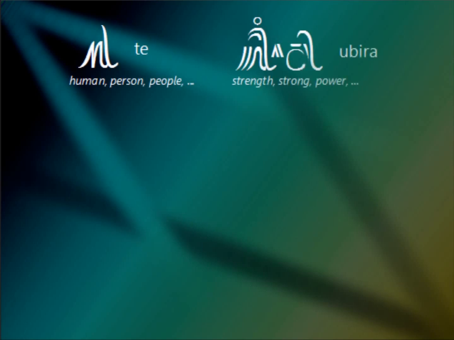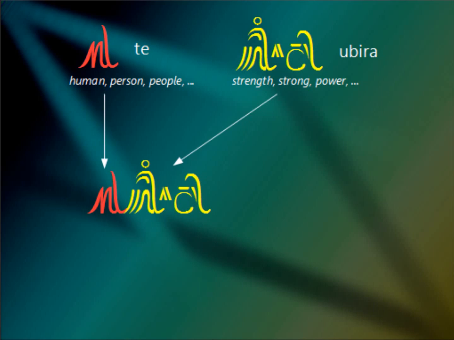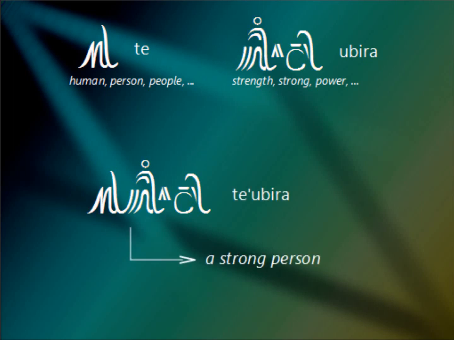The root word te means person, people, or human. The word ubira means strength or strong. Ubira by itself is already a compound word, but we'll disregard that for now. When we place te before ubira, then te will come to mean person or people, and ubira will come to mean strong. Therefore, te ubira means strong people or a strong person.